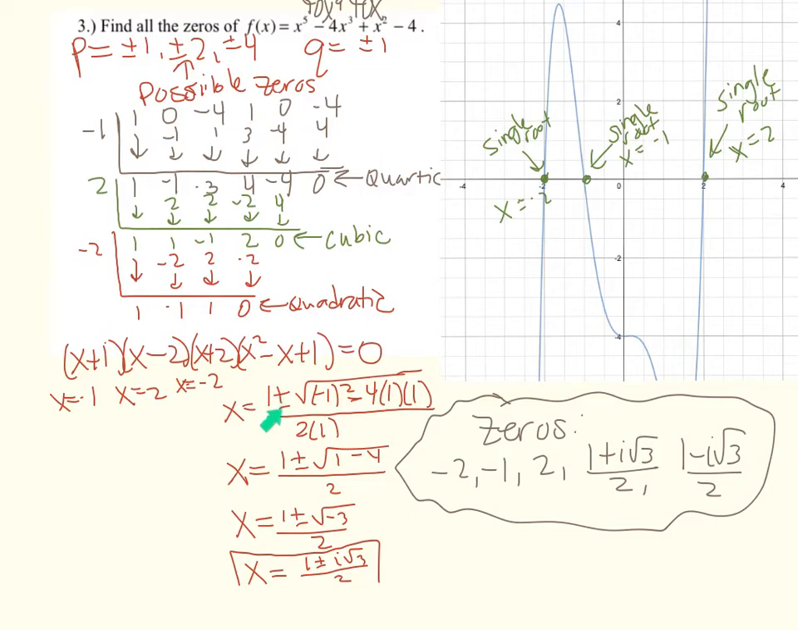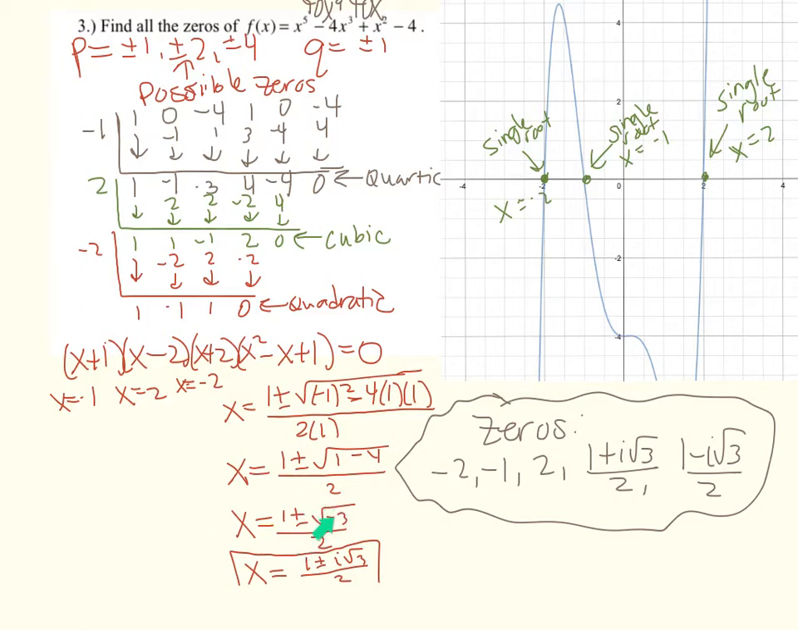So the opposite of b would be positive 1 plus or minus square root, the b value squared minus 4 times that a value times the c value, all divided by 2 times the a value. So you have 1 plus or minus the square root of 1, take away 4, all divided by 2. So you have 1 plus or minus the square root of -3, all divided by 2.